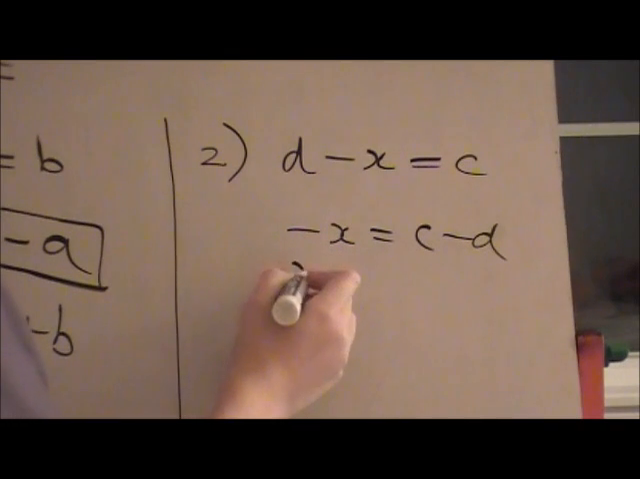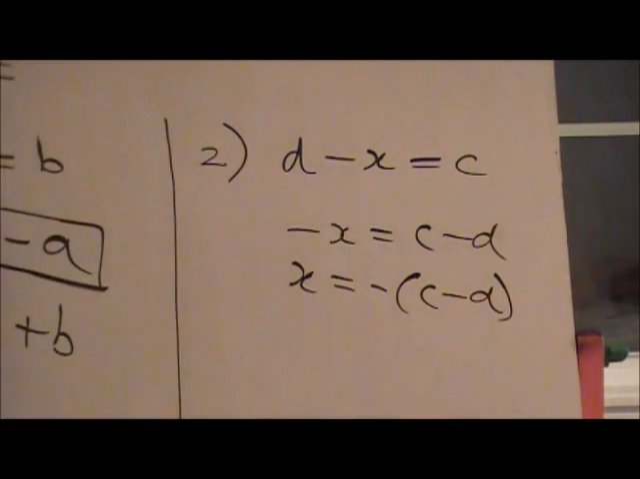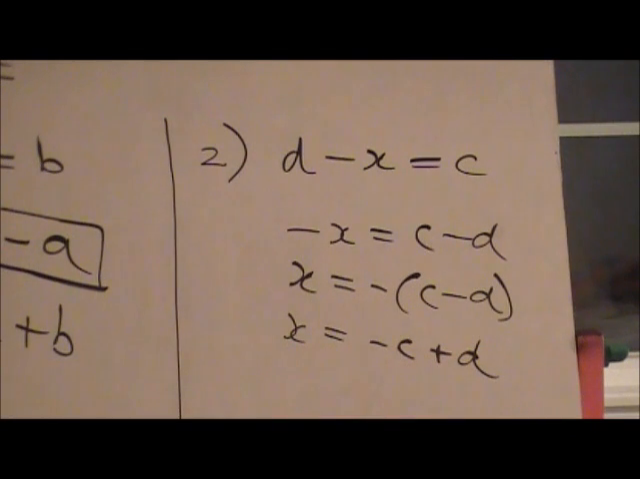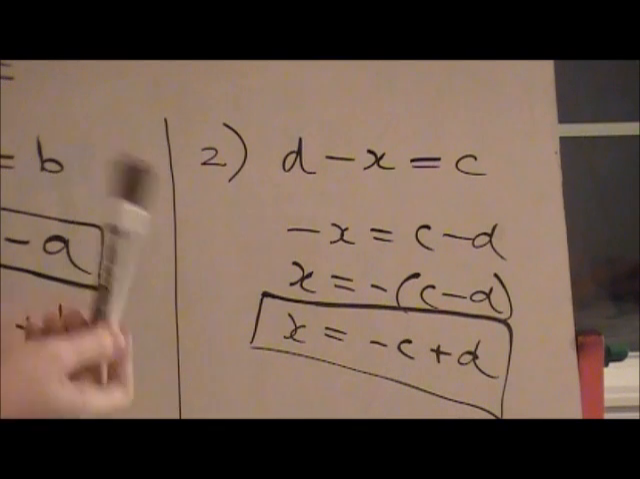So all you do is shift this negative over. Again, we learned this in week 1, and x is equal to negative c plus d. And we check it's in alphabetical order, so that's how you do it. And that is your answer. So that's all there really is to it. Again, it's just like solving 1- and 2-step equations, except instead of having numbers, you have letters.